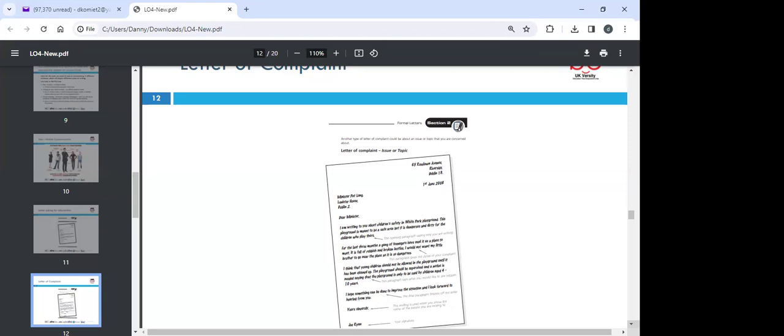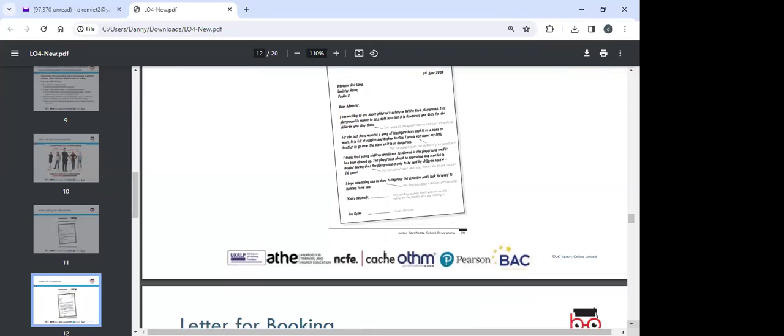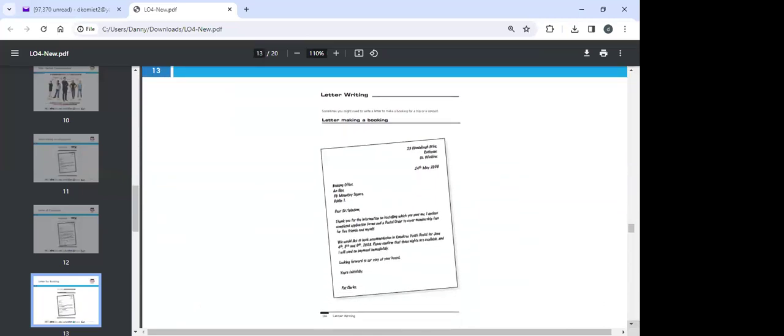So it must be polite. A letter of complaint. You are making your complaint, but it should be polite as well. Okay. All right. So let's look at a letter for booking. You can get all this on your model. So a letter for booking or a letter asking for consent. These are all things that you have to master or have a mastery of.